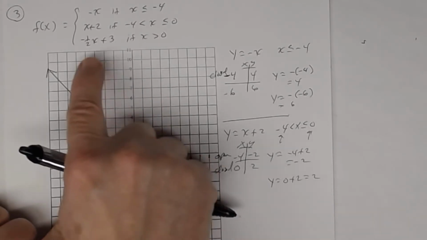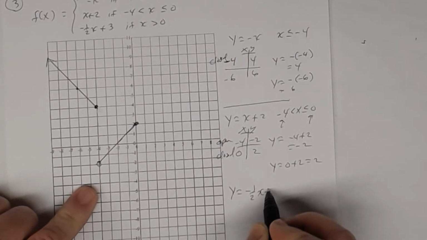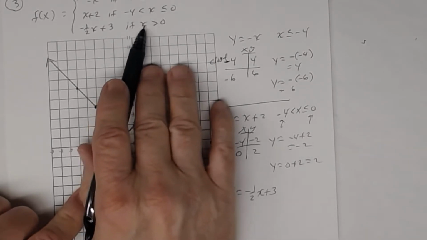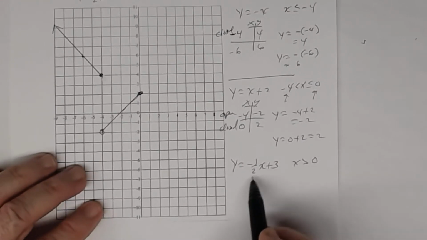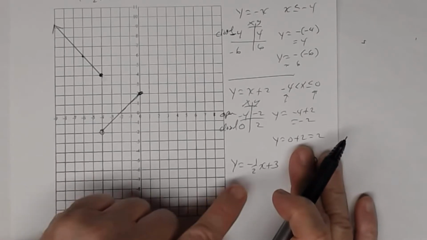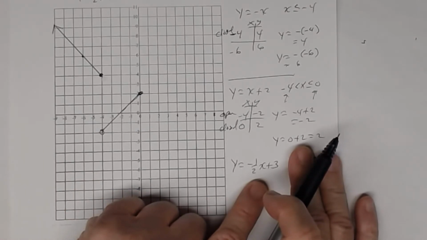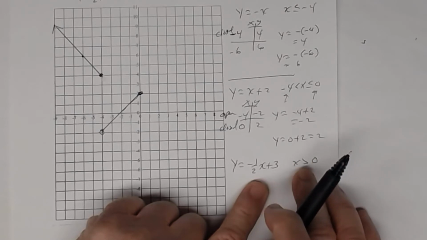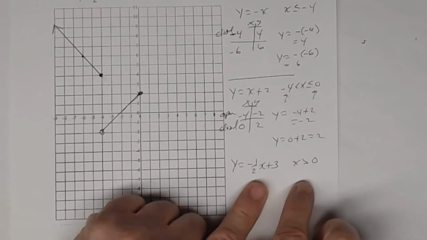Okay? And then let's do this one now. So the next one, the third one, is y equals negative 1/2 x plus 3. And this time our restriction is that x must be greater than 0. So remember, this is without the restriction. If you just looked at graphing this, that's a line, right? So you need 2 points, but I am restricting it, so I'm going to be looking at part of that line. And the part I'm looking at is any x that's greater than 0.